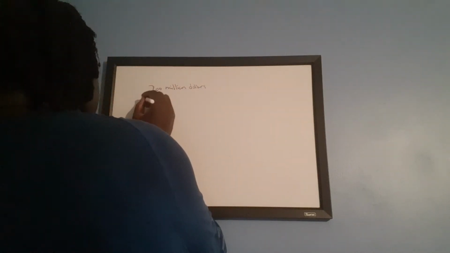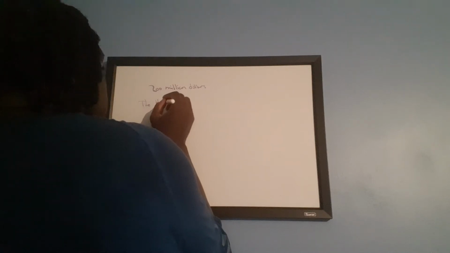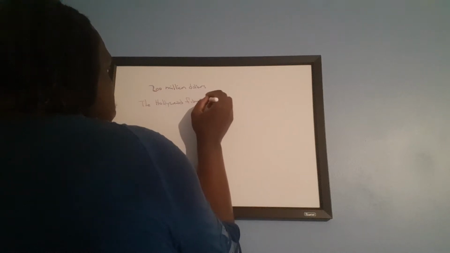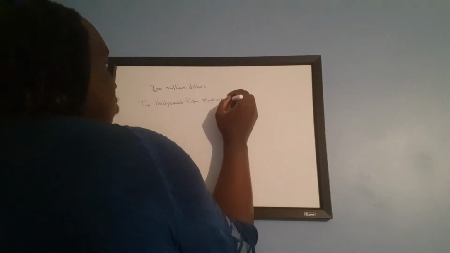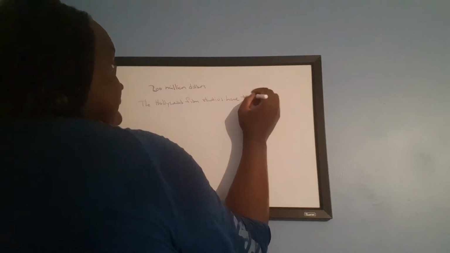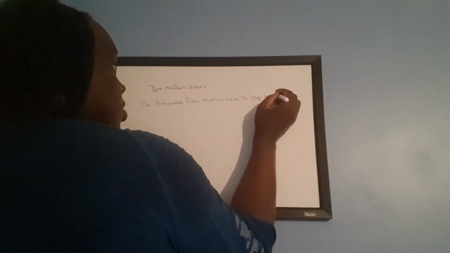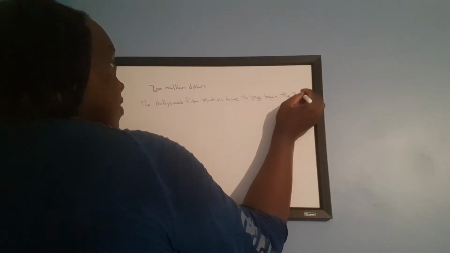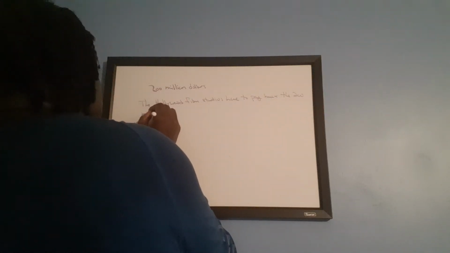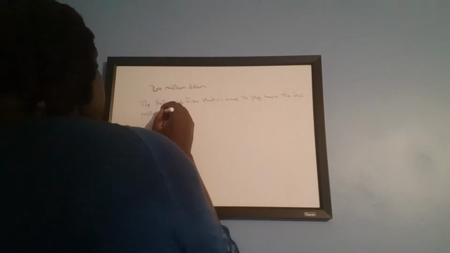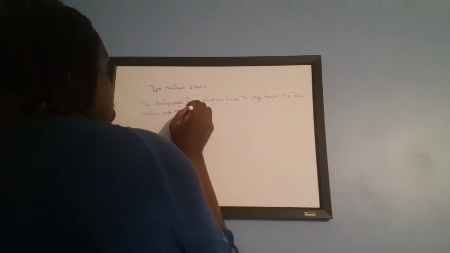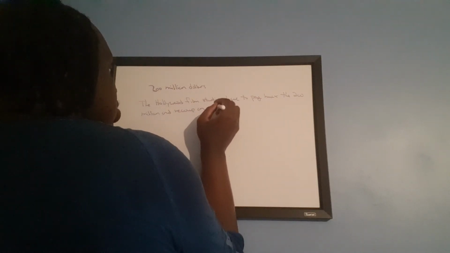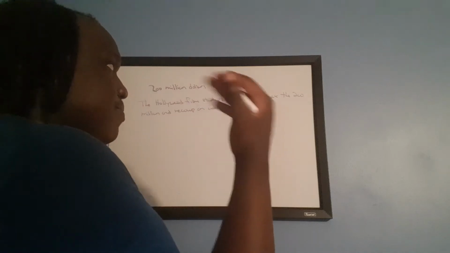Keep this in mind. The Hollywood film studios have to pay back the $200 million, obviously. That's to pay back the loan and recoup an additional $200 million to break even. Because they spent $200 million, to break even, they have to make $400 million.